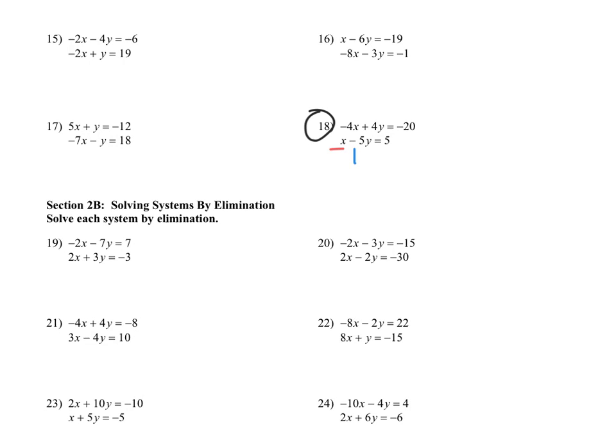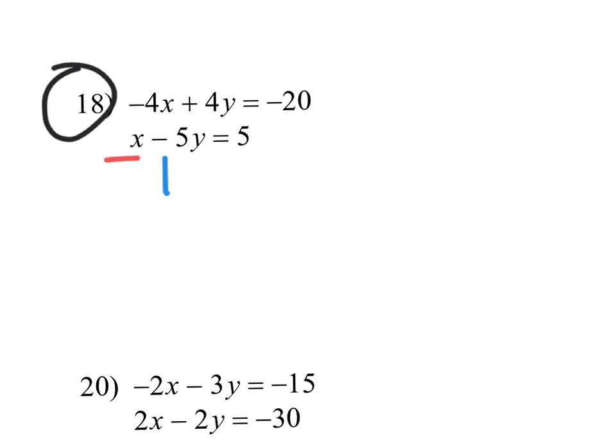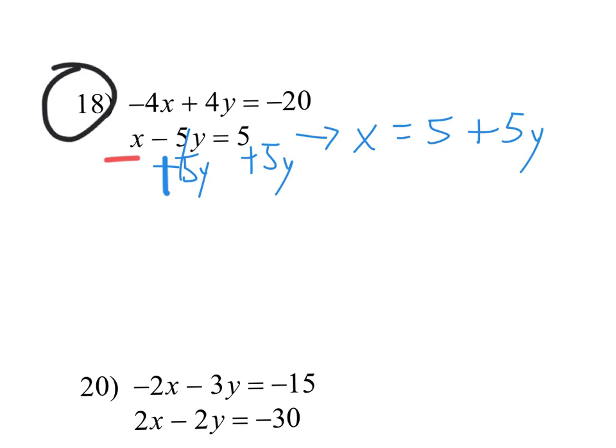Actually, let me make this a little bit bigger here. So I'm going to add 5y to each side. So I really have this second equation now with x equals 5 plus 5y. Okay, and you can't combine them, they're not like terms. You could write the y term first if you wanted to, but I chose not to.